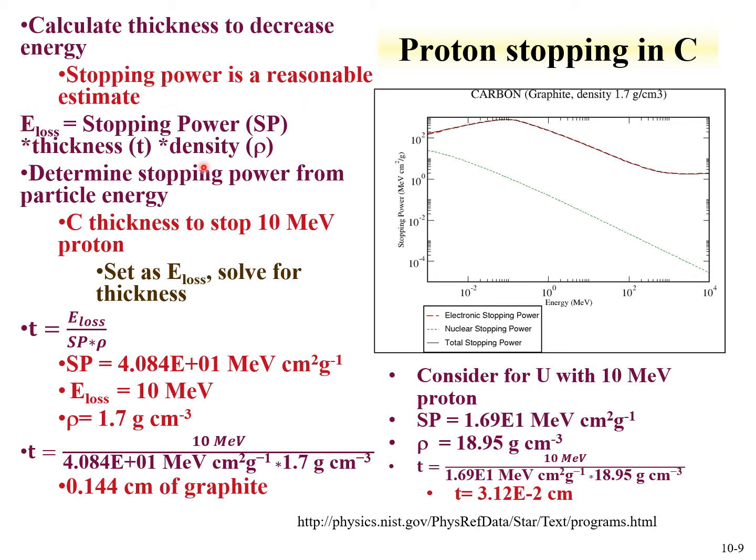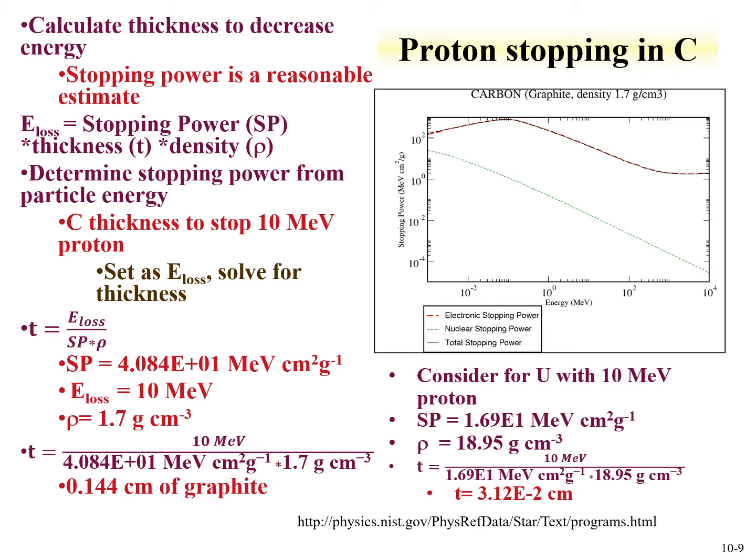So the stopping power is a reasonable estimate, and these equations that we're going to use are good for estimates. More detailed equations can be used to get in-depth calculations on how much material is needed. They do this a lot in medical physics in terms of shielding, or they'll use it in nuclear power plants. So we'll look at the energy loss, which is just the stopping power times the thickness times the density. So we need to determine the stopping power from the particle energy. What's the carbon thickness to stop a 10 MeV proton? So let's set the loss and solve for the thickness.